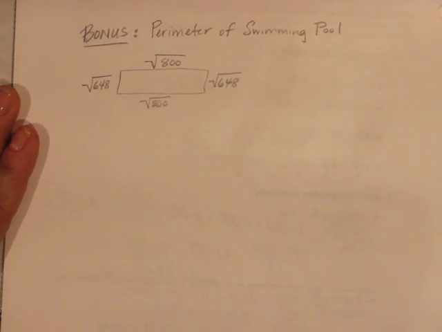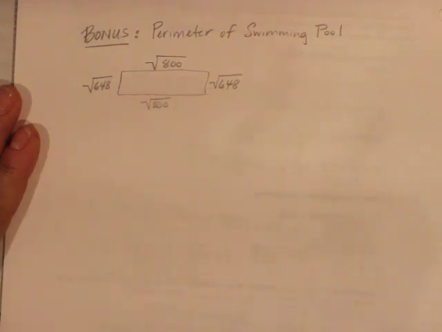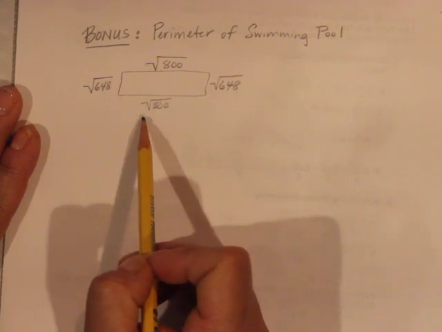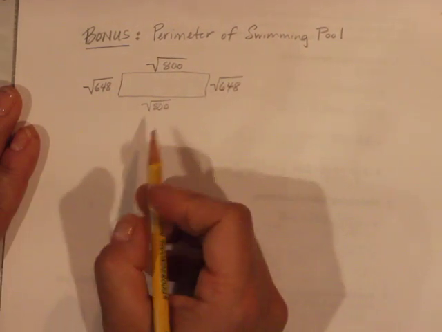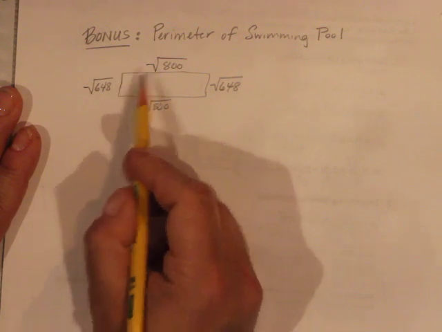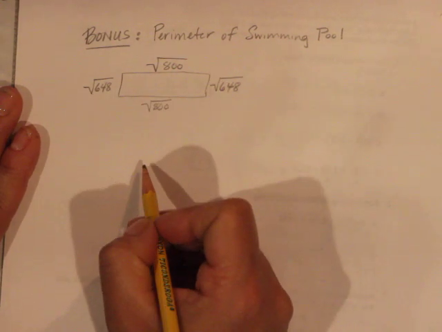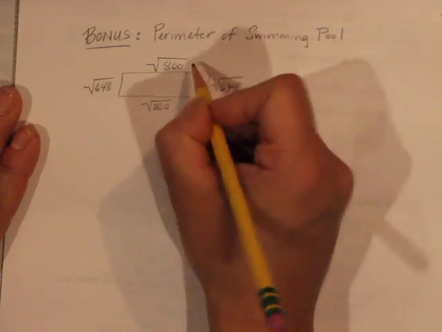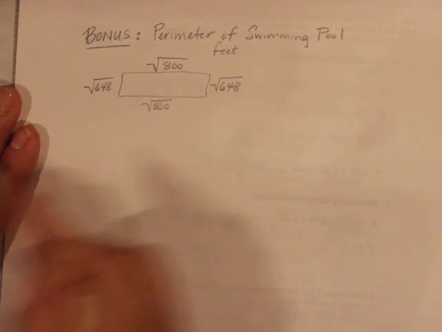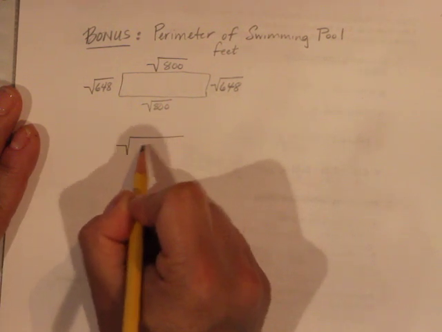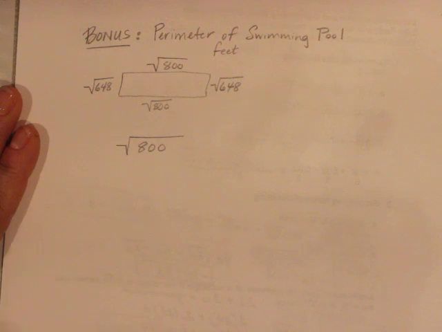Now, I want to simplify these square roots, because it's not apparent to me immediately what the square roots of those are. So I need to simplify what's underneath those radicands and see if I can figure out what the perimeter of this swimming pool is. Now again, we're working with feet. Our unit here is feet. Let's see if we can simplify the square root of 800.